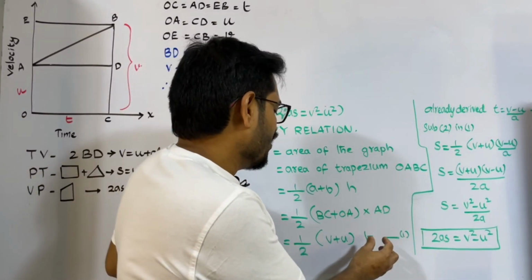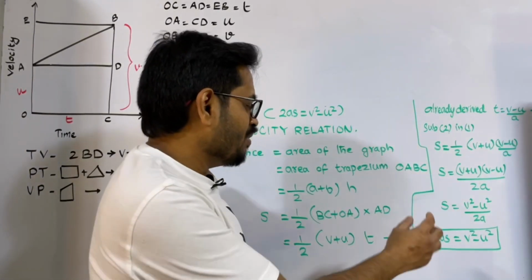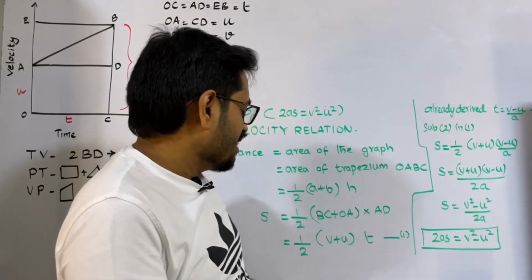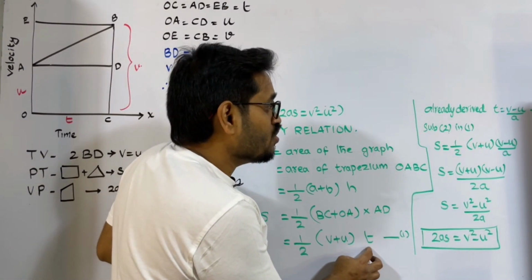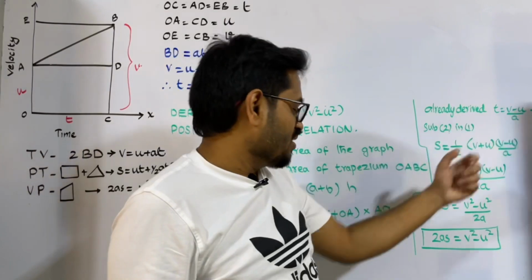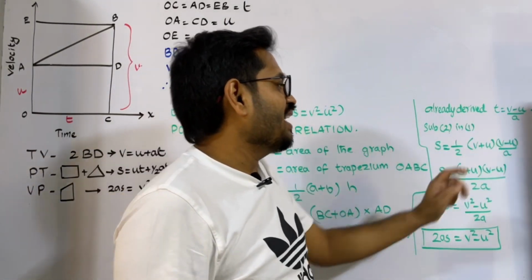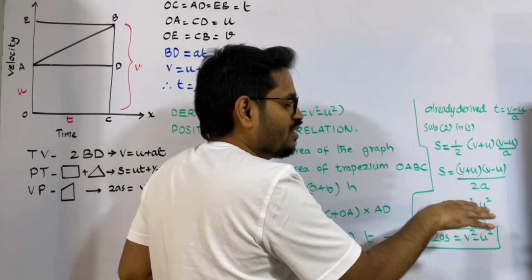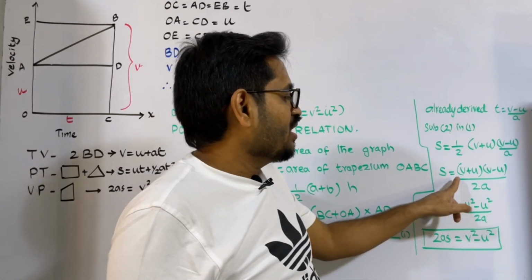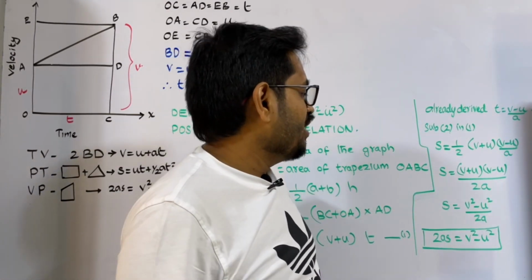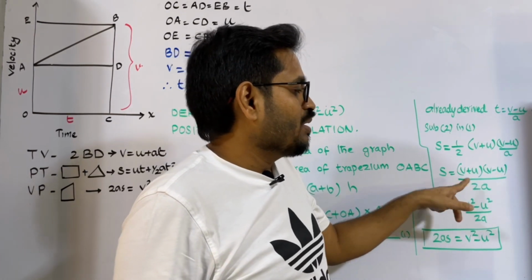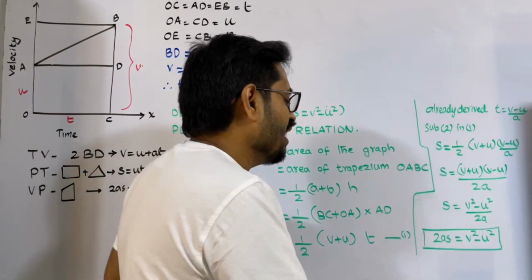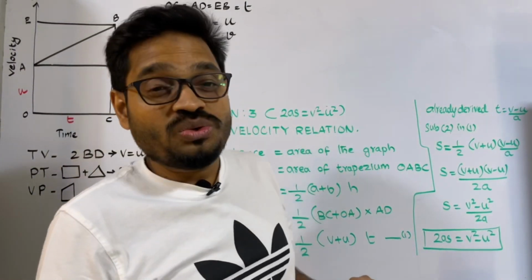Now putting equation number 2 and substituting this (v minus u) by a instead of this t, we can write the equation, substituting 2 in 1, is equal to half into (v plus u) into (v minus u) divided by a. So we get (v plus u) into (v minus u) by a. Now, s equal to (v plus u) into (v minus u) divided by 2a in the denominator. And (v plus u) into (v minus u) is equal to v square minus u square, as you know. So s equals (v square minus u square) by 2a, then cross multiply and you get 2as is equal to v square minus u square.